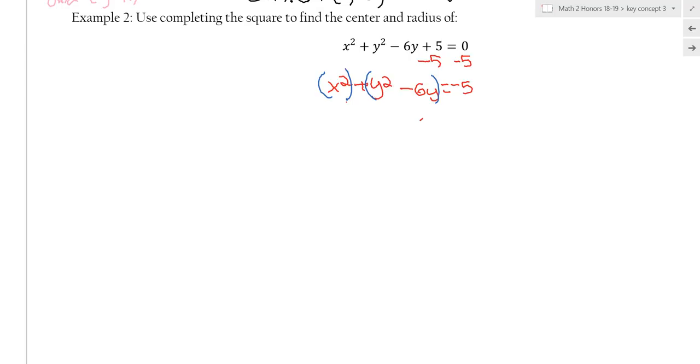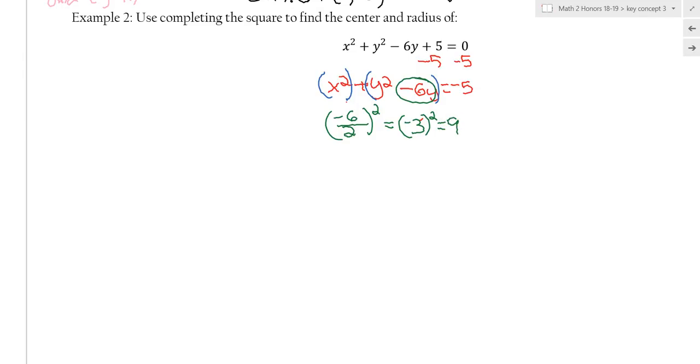It's just an x squared. I do have to worry about my y's, right? Coming from here. So I'm going to take -6, divide it by 2, and square it. -6 divided by 2 is -3. -3 squared is 9.